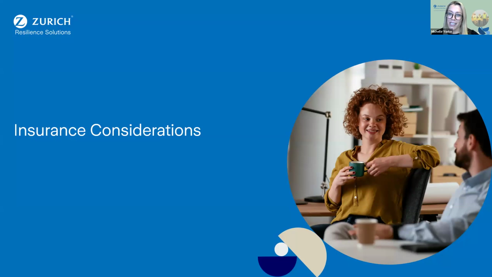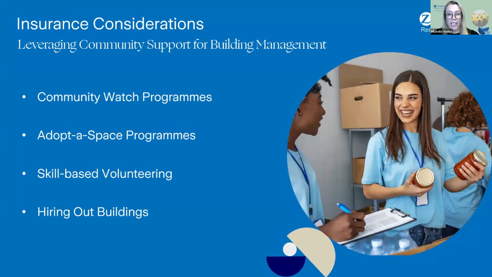Now let's look at some insurance and liability risk considerations for some specific scenarios. In today's climate of rising cost of living challenges, charities and voluntary organisations often find it increasingly difficult to allocate sufficient resources for effective building management. However, by leveraging help from the public and volunteers, organisations can maintain and enhance their facilities without significantly straining their budgets. While these options present valuable opportunities, and we're starting to see more queries coming in relation to them, it is crucial to consider the associated liability risks and ensure appropriate measures are in place.